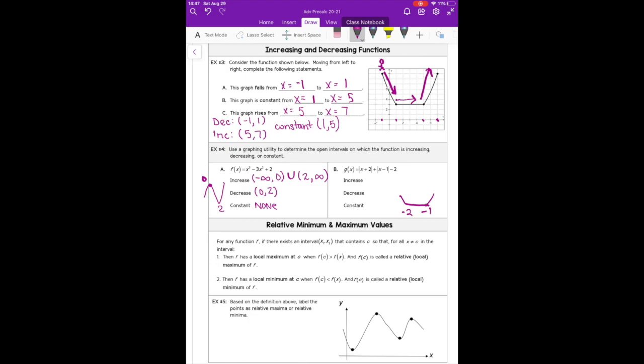So it is increasing from -1 to infinity because it's going on forever and ever and ever. It is decreasing from negative infinity up until -2. And then it is constant from -2 to -1.